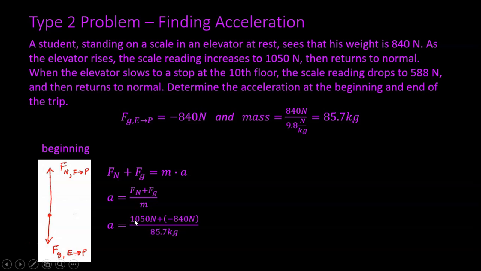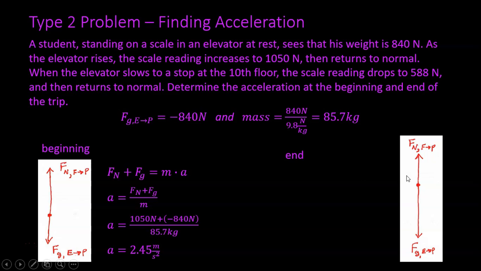Then we plug in our normal force, and we know from the problem that when the elevator is accelerating at the beginning of the ride, the normal force is 1050 newtons. We add the gravity force, which is 840 newtons in the negative direction, and divide it by the passenger's mass, and we find out that the elevator's acceleration at the beginning of the ride is 2.45 meters per second squared.